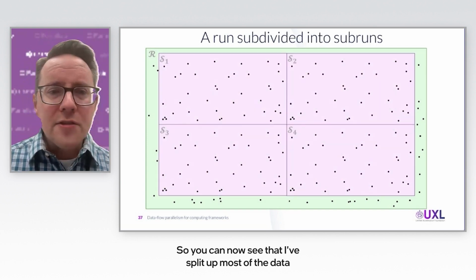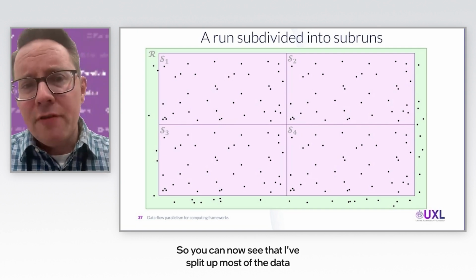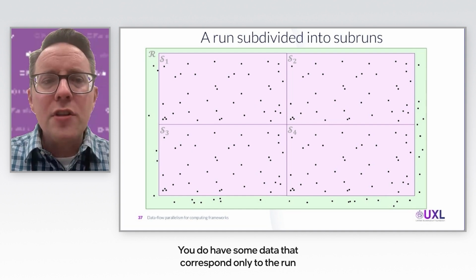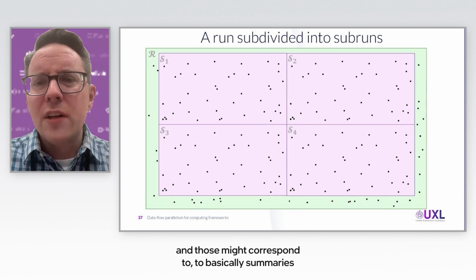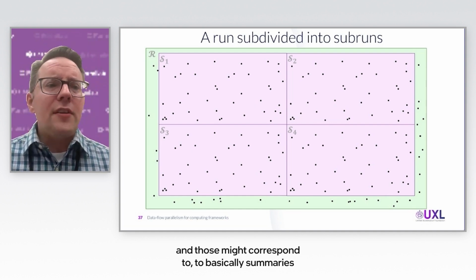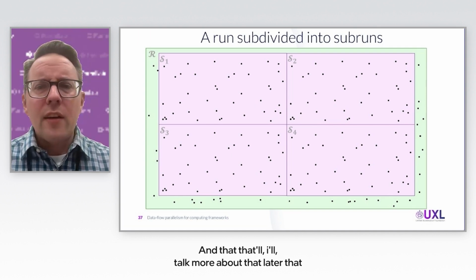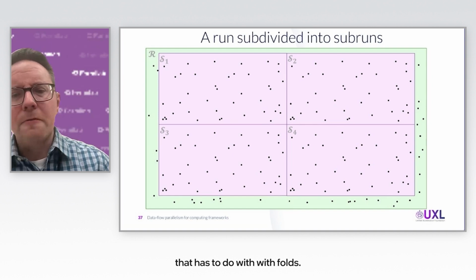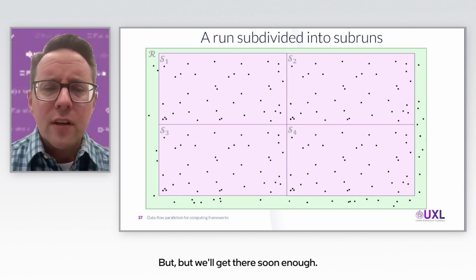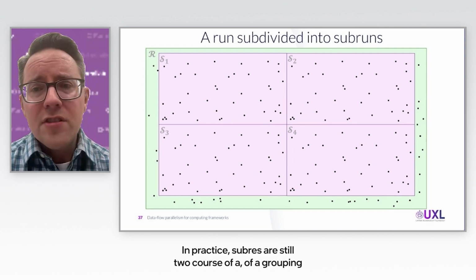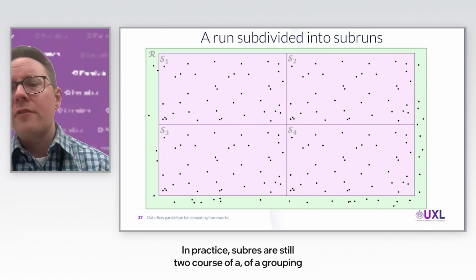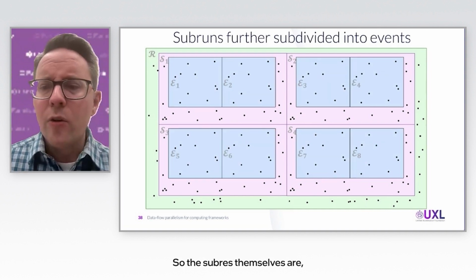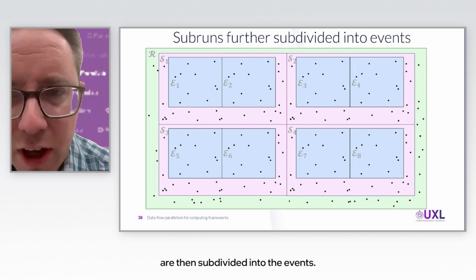So you can now see that I've split up most of the data of the run into 4 subruns. You do have some data that correspond only to the run, and those might correspond to basically summaries of everything in the subruns. And I'll talk more about that later. That has to do with folds, but we'll get there soon enough. In practice, subruns are still too coarse of a grouping of data to be able to process it efficiently. So the subruns themselves are then subdivided into the events.